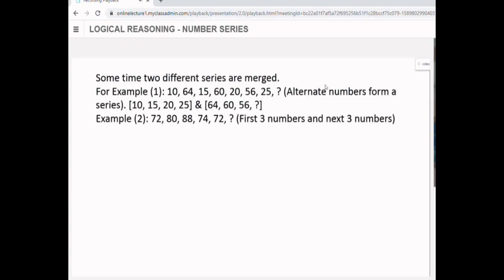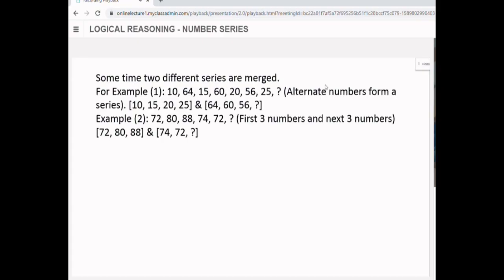Then another example, look at this. 72, 80, 88. After 88, 74, 72 and question mark. So these are the first three numbers and then the next three numbers. One series is your 72, 80 and 88.